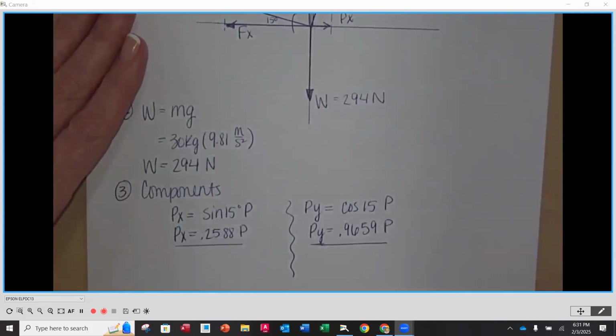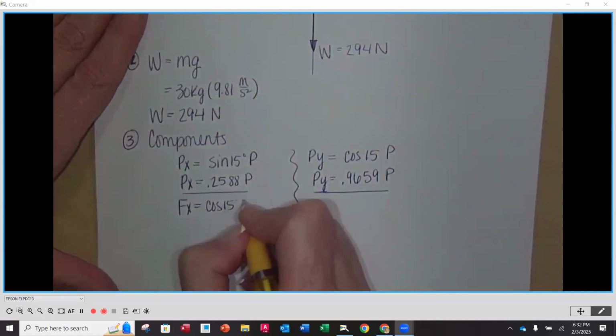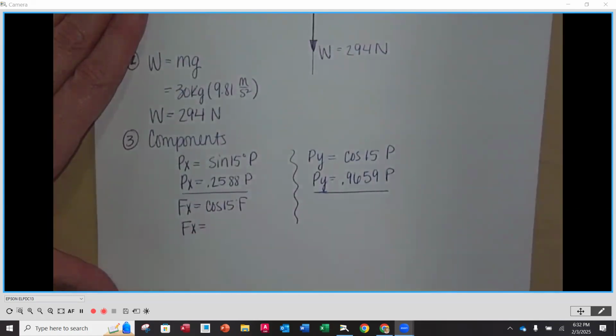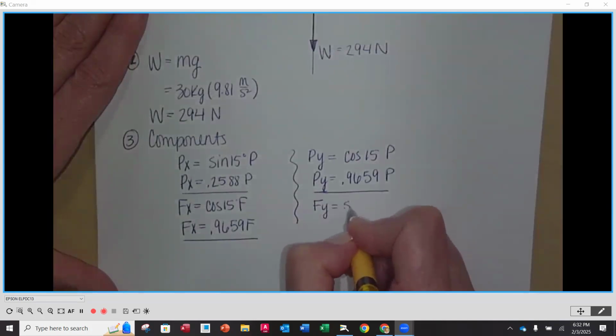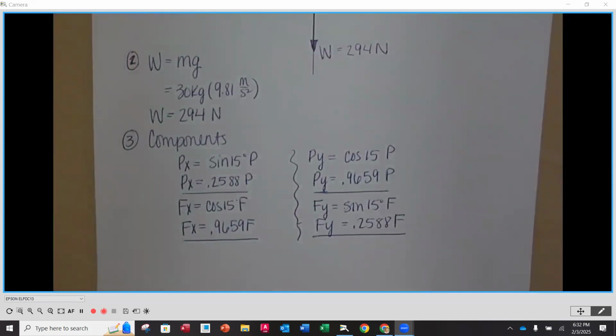And then you want to do the same thing for FX and FY. This one is going to be the cosine of 15 degrees times F. Oh, it's just the opposite, isn't it? 0.9659F. And FY is going to be the sine of 15 degrees times F. Now we have our forces, all forces are on the X and Y axes. So now we can use our equations of equilibrium.